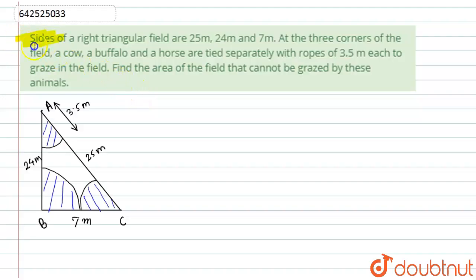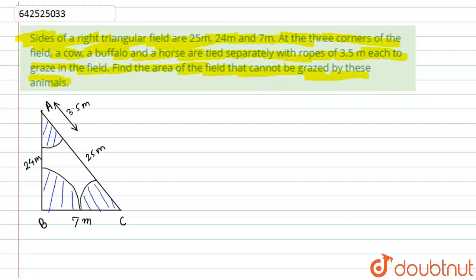Let's start with the question. Here we have given the sides of a right angle triangle are 25 meter, 24 meter and 7 meter. At three corners of the field, a cow, a buffalo and a horse are tied separately with a rope of 3.5 meter each. They graze in the field. Find the area of the field that cannot be grazed by these animals.